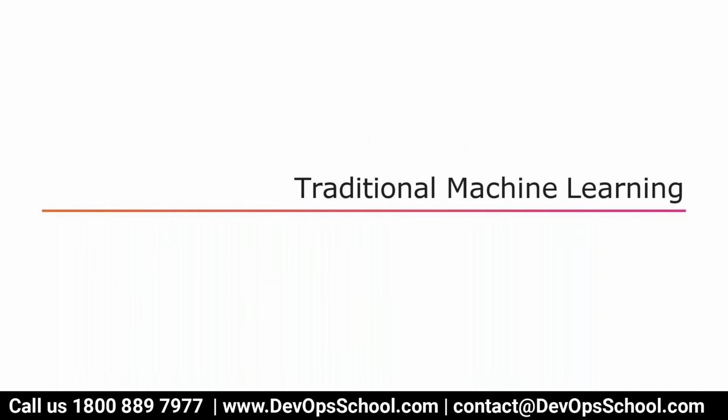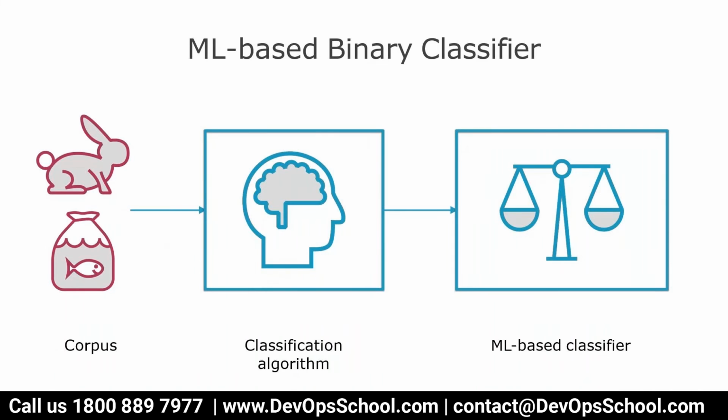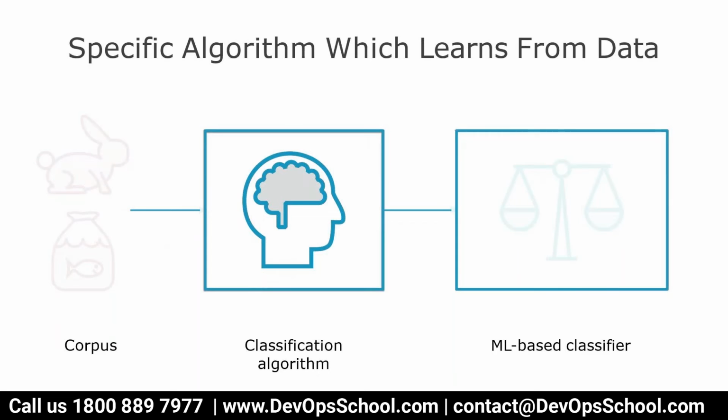So traditional machine learning, what happens? You have an algorithm, and you decide what algorithm will fit as per the data. So you have a corpus of data, and then you classify, and based on that you decide which algorithm, and based on the algorithm you get the output, an ML-based classifier. So that is something which happens. Here you see a specific algorithm which learns from the data, the corpus data, and so on.